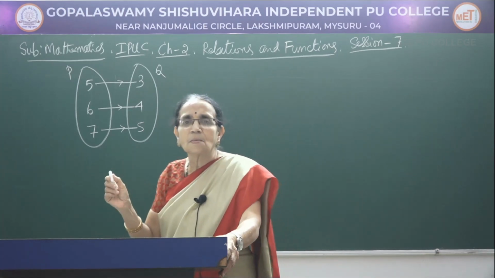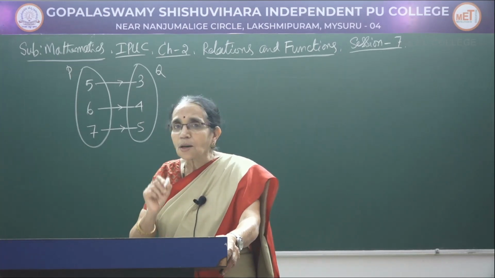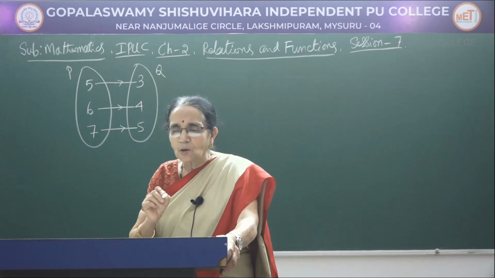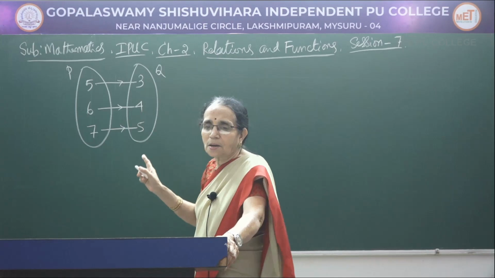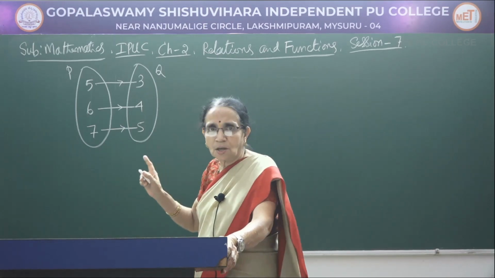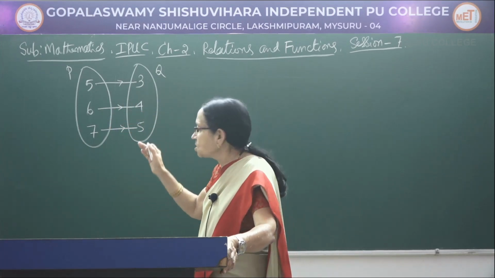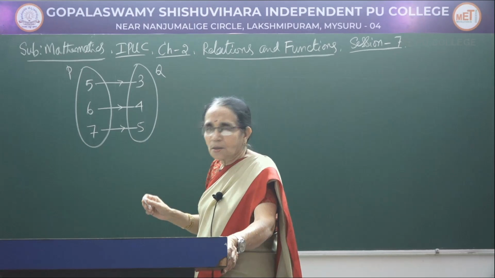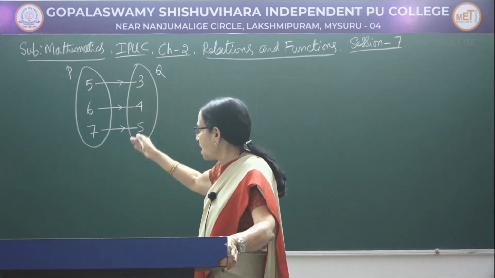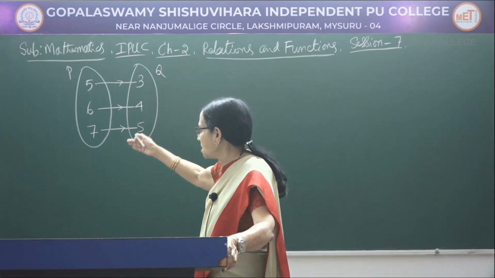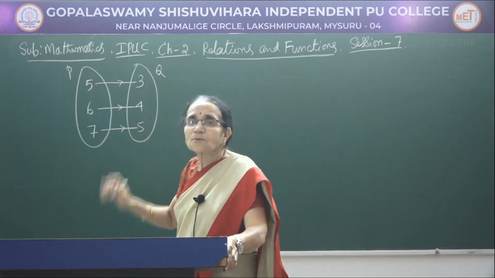Next, you have to write the elements in the roster form. That is the second one. Third one is, you have to calculate the domain of that one, and you have to calculate the range of this one. So, here this arrow diagram shows a relation between the sets P and Q. So, the relation exists between P and Q. Now, I have just given the arrow diagram. That means, I have written 3 arrows connecting 5, 6, 7 to 3, 4, 5 respectively. So, the diagram is given here.